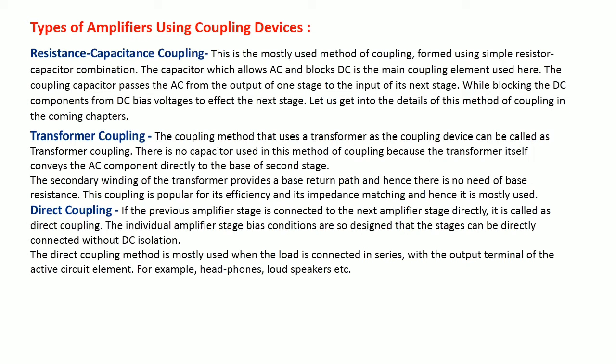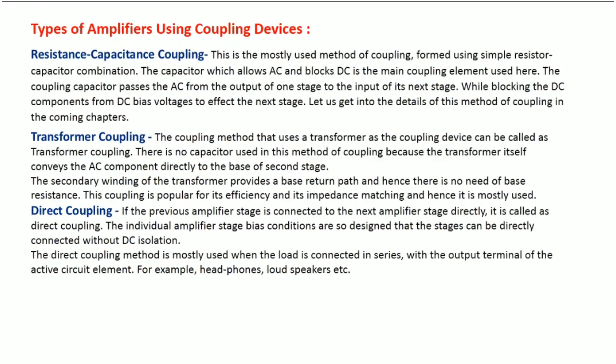The next method is direct coupling. In this, the first stage of the amplifier is directly connected to the second stage or the next stage. The individual amplifier stage bias conditions are so designed that the stages can be directly connected without any DC isolation. The direct coupling method is mostly used when the load is connected in series with the output terminal of the active circuit element, and this is basically used for headphones and loudspeakers. So these are the three basic classifications of amplifiers using coupling devices.